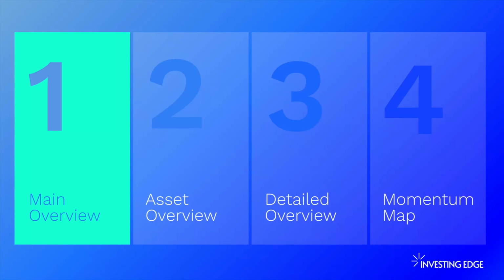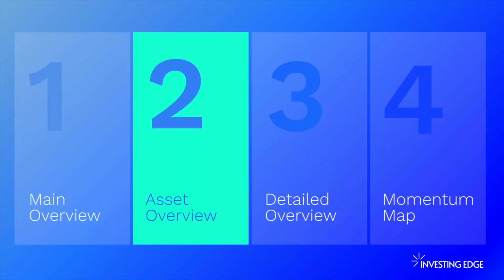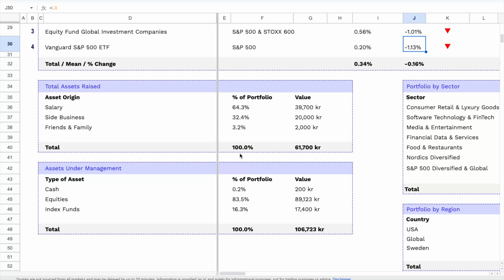Okay, so we're taking a look at the main overview of the sheet. Let's move on to the asset overview and see what I've got over there. So the asset overview basically keeps track of where the money has come from and where the money is today. And we can see in this case, we have different types of categories. We have salary, we have a side business apparently, and we have friends and family. And for this fictional portfolio, we can see what the values are that have gone into the portfolio and the percentage, right, that constitutes. On top of that, it's important to keep track of where the money is.